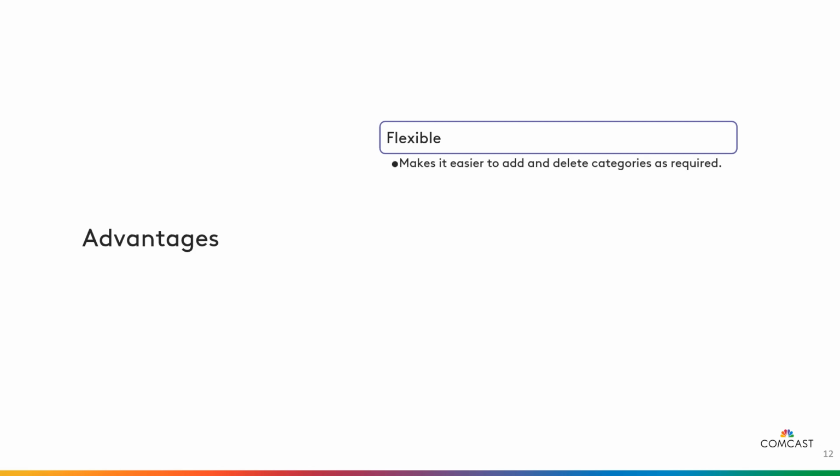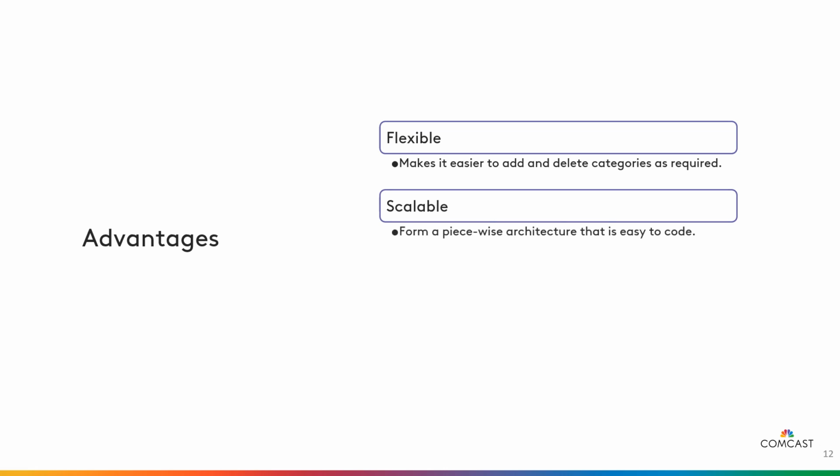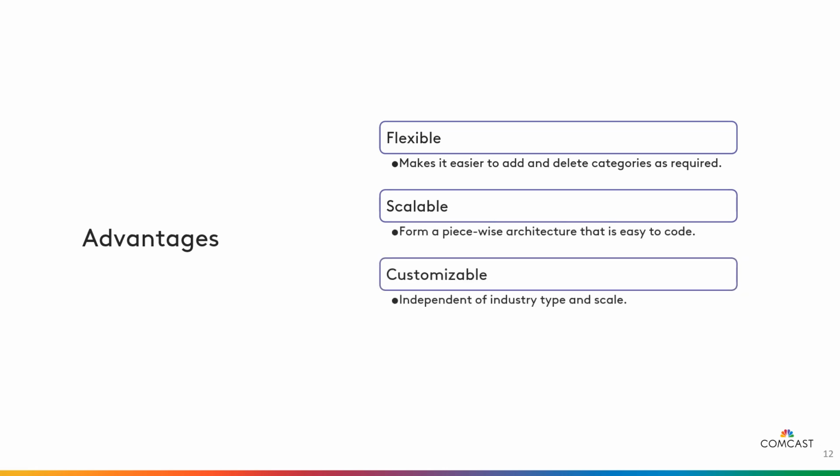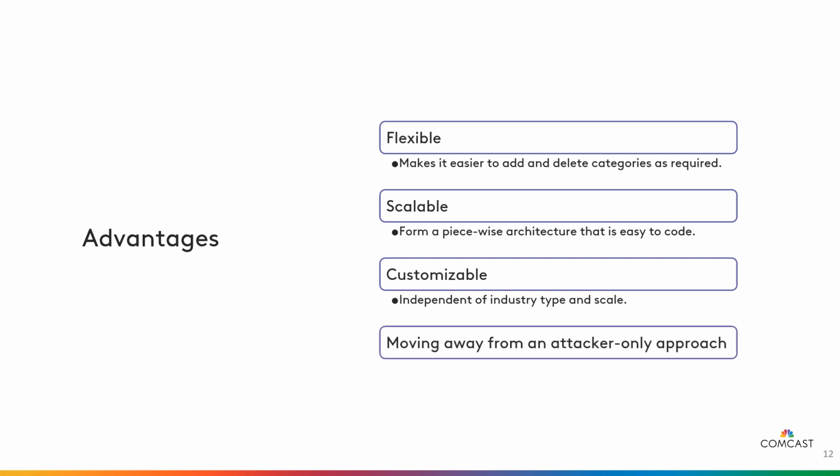The structure of the framework allows categories to be added or deleted as required. It is piecewise and hence scalable for applications. It can be customized based on the application type. And finally, it also moves away from an attacker-only approach, because privacy incidents are not only caused by actors who have malicious intent.